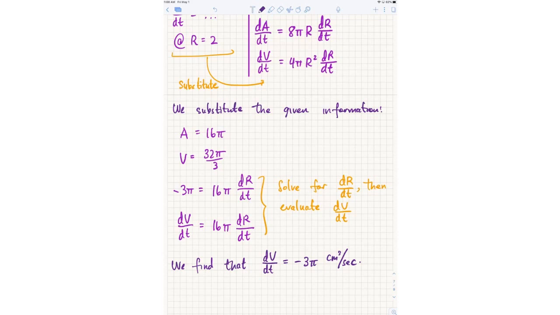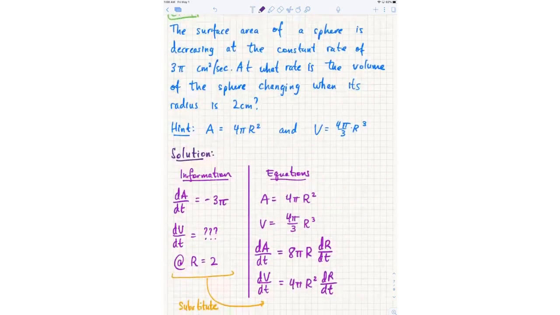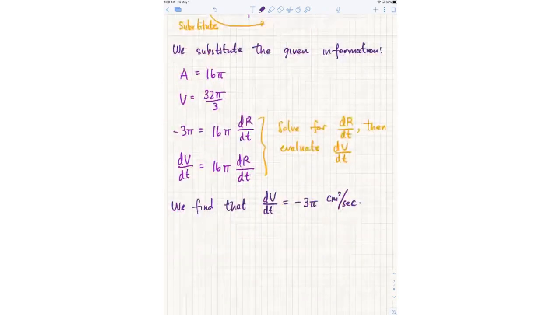Okay, so that's the end of the problem. The volume is decreasing. At what rate is the volume of the sphere changing? The volume of the sphere is changing at a rate of negative 3 pi centimeters cubed per second.